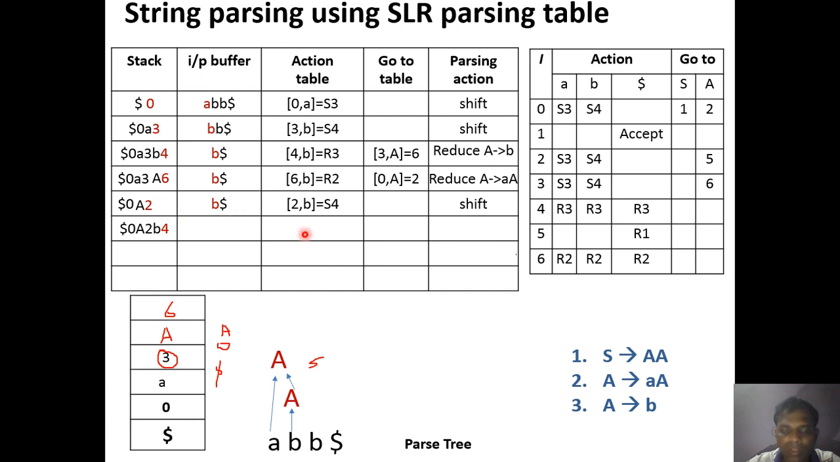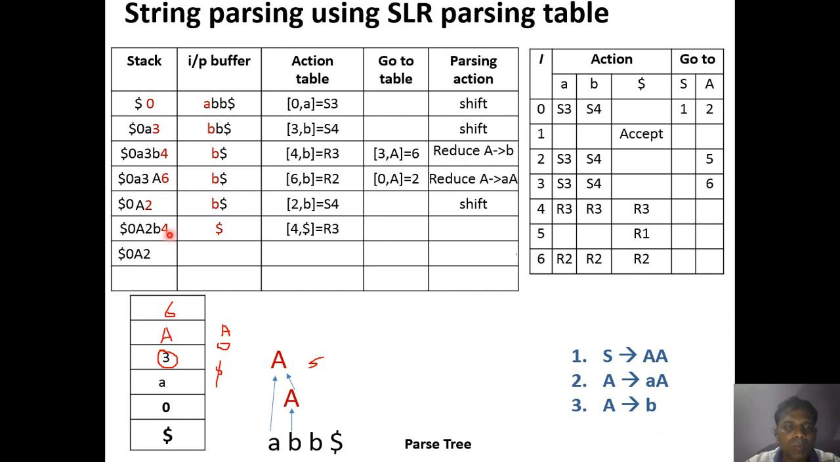Currently I'm going to read a dollar. So on a 4, whenever I read a dollar, the operation is reduce 3. Reduce 3 means pop symbols from the top of the stack. How many symbols am I going to pop? You should check the corresponding production. The corresponding production is R3, the third production. How many symbols are present? Only one symbol is present, so you should pop two symbols. So I pop the 4 and B.